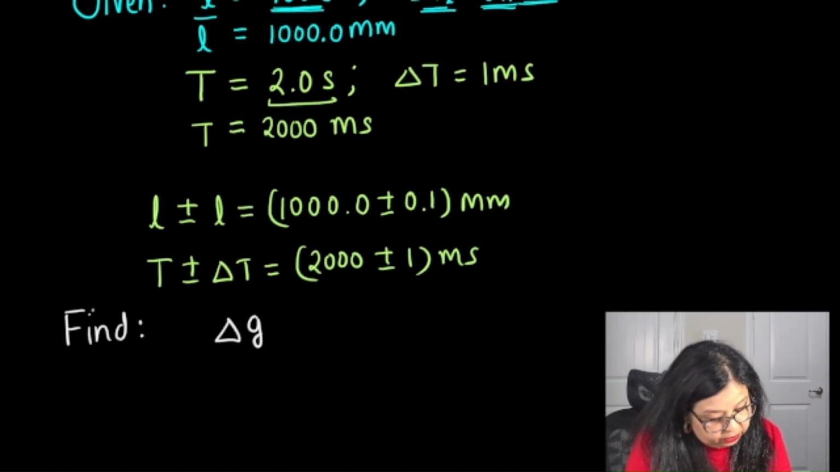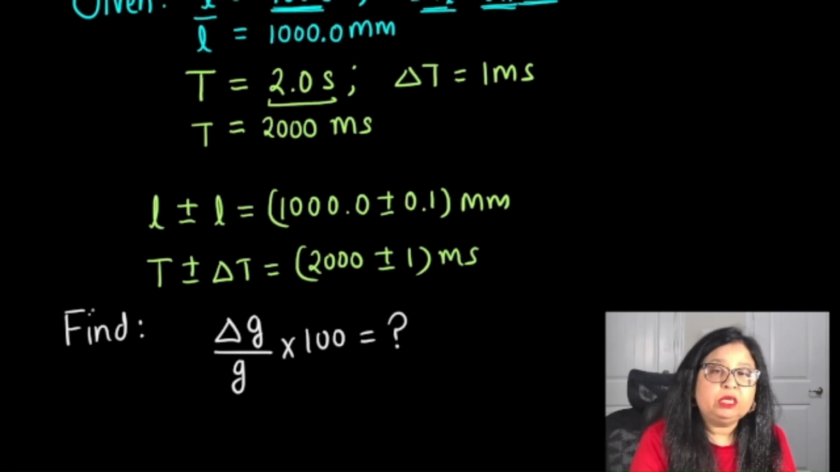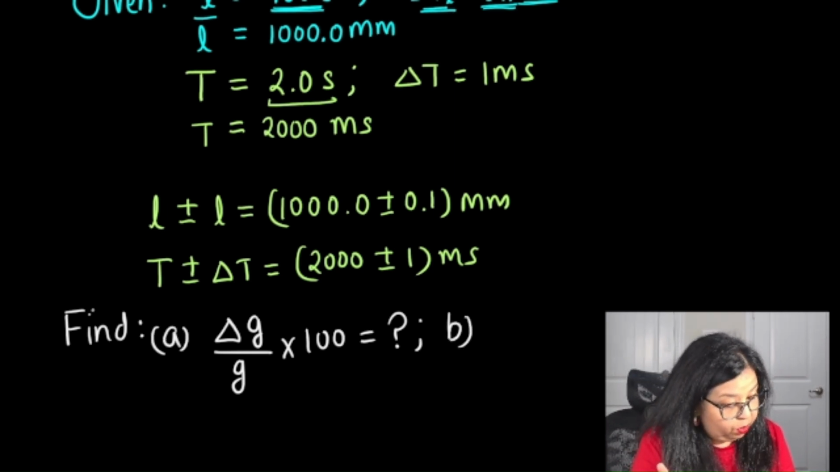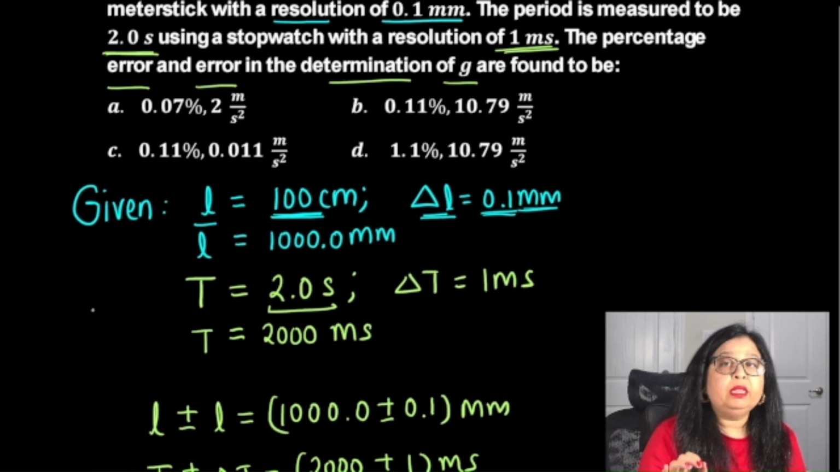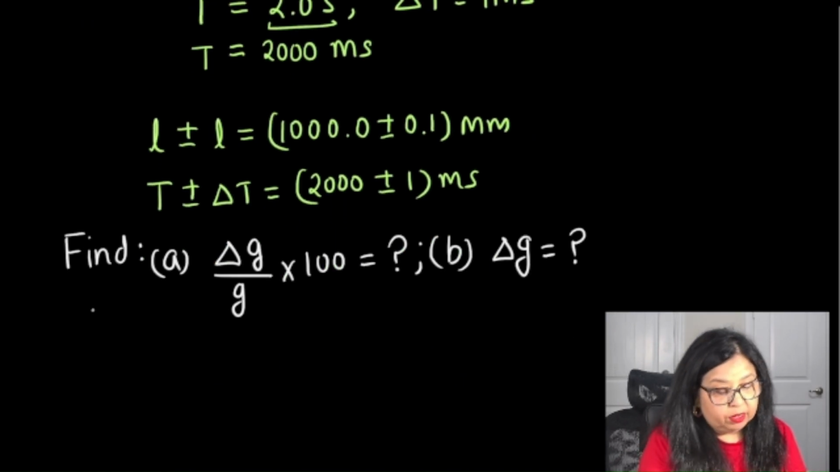Percentage error in G, the acceleration due to gravity, is delta G over G times 100. That's the first thing you're asked to solve for, but that's not it. We're also asked to solve for delta G, which is the error in the determination of G. Okay, what else are we given?